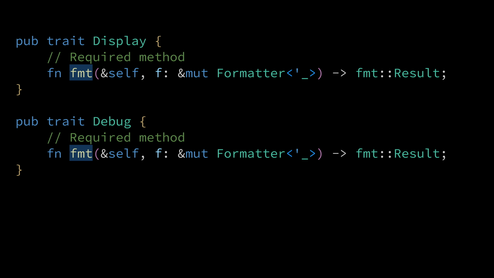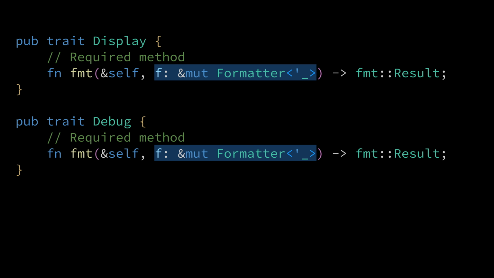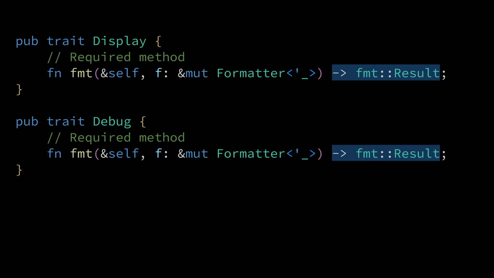Both traits require this format method, which takes a mutable reference to a formatter. That's the thing you write the output to, and it might end up feeding those characters to standard output, or store them in a string, or write them to a file, or a socket, or a panic message, who knows. It returns a result because performing I/O might run into an error.